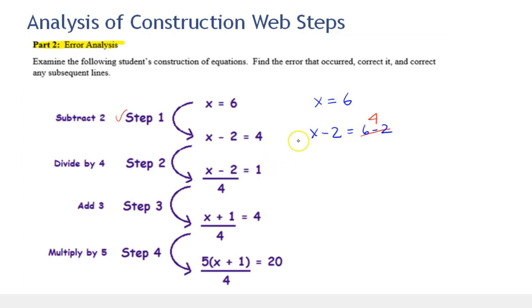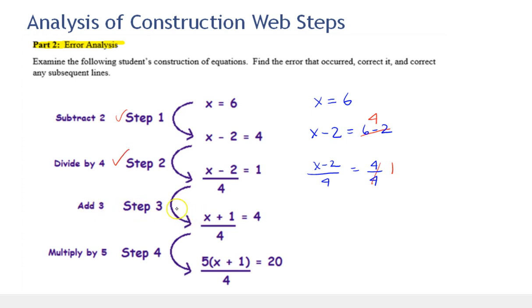Now the next step, we're supposed to divide by 4. So x minus 2 divided by 4 equals 4 over 4. Okay. Notice 4 divided by 4 equals 1, so I'm going to simplify that and write 1. And notice the student performed this step correctly. x minus 2 all divided by 4 equals 1. So we'll put a check here.